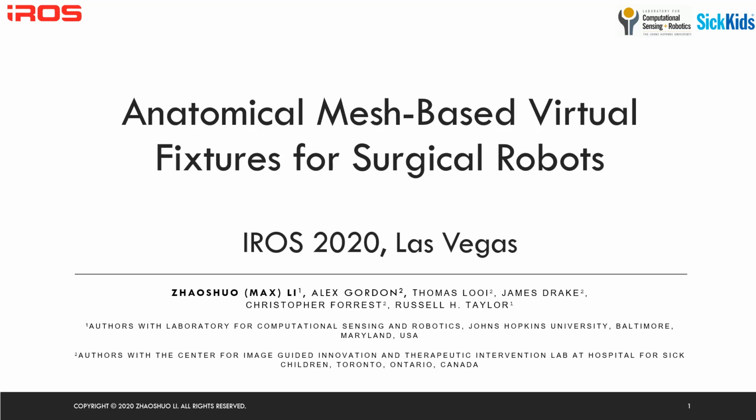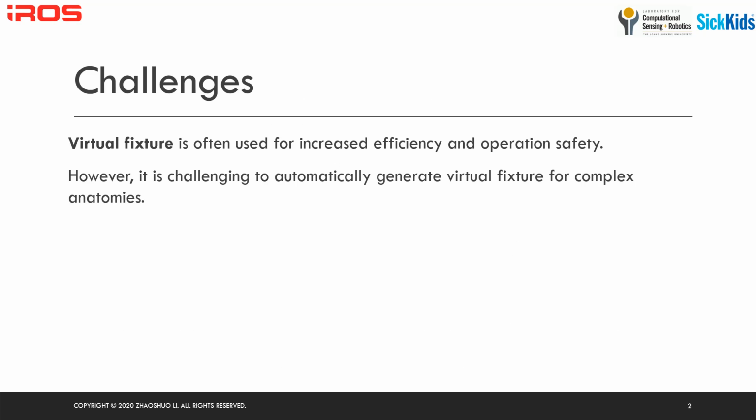This is a joint work between Johns Hopkins University and SICKIS Toronto. A virtual fixture is a virtually implemented fixture to constrain or guide motion in software. This can further increase the efficiency and safety by providing the user appropriate assistance. In surgery, virtual fixtures can be used to prevent the surgeon from damaging critical anatomy.